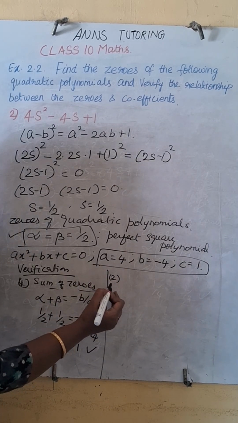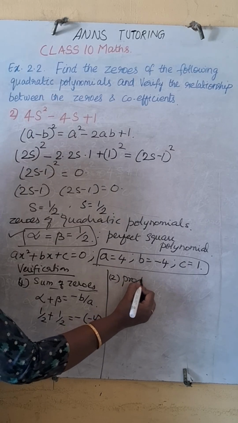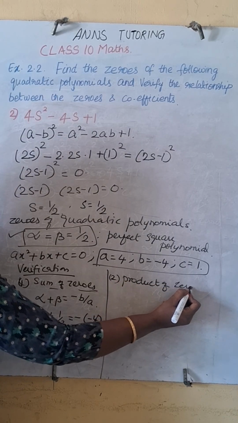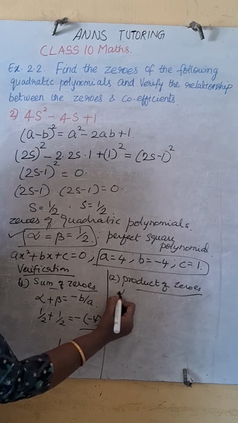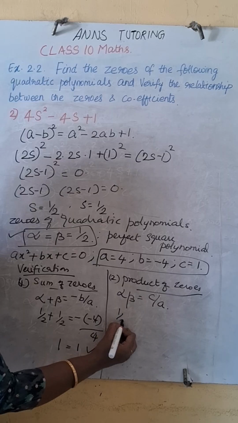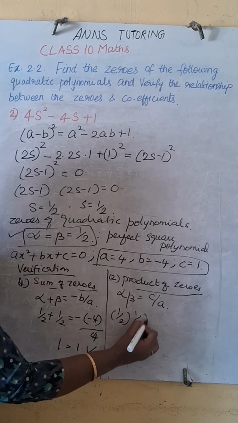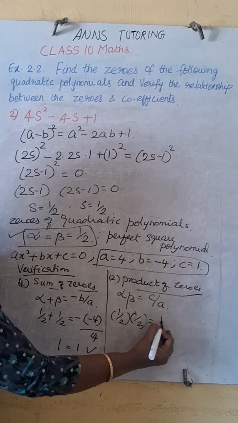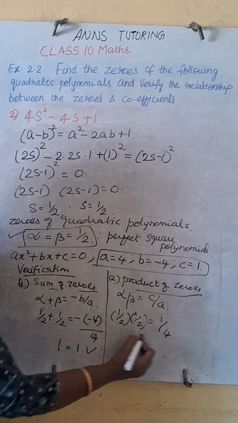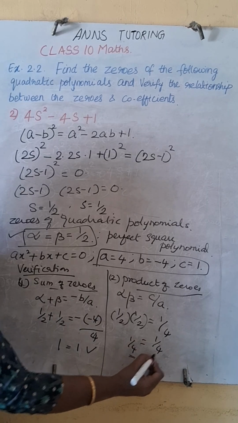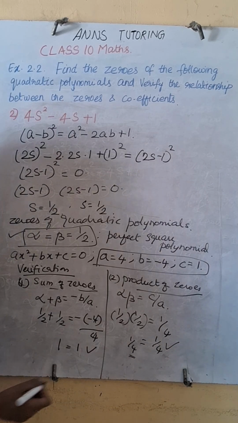Second is product of zeros: alpha beta is equal to c by a. Alpha is 1 by 2, beta is 1 by 2, c is equal to 1 divided by a is equal to 4. 1 by 2 into 1 by 2 is equal to 1 by 4. Here also 1 by 4. So it is also verified.